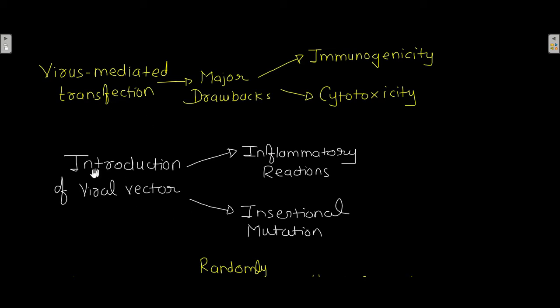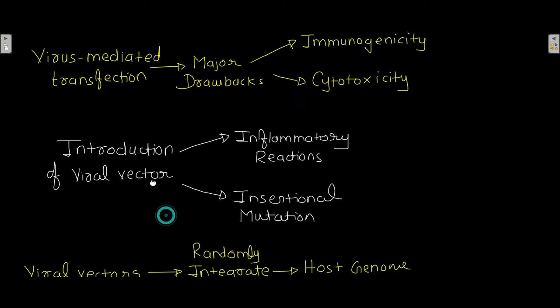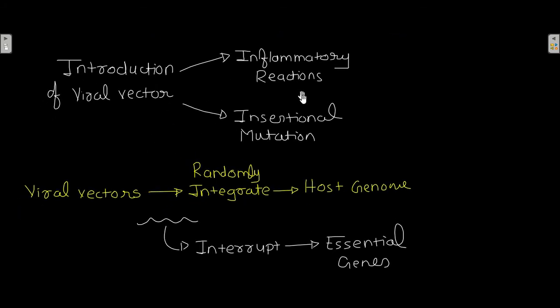Now this introduction of a viral vector can cause inflammatory reactions and insertional mutation. Because the viral vectors randomly integrate into the host genome, they might interrupt essential genes. Okay, so they can cause inflammatory reactions or insertional mutation. If they randomly integrate into the host genome, they can interrupt an essential gene of that particular host organism, which might affect the survival of that host organism.